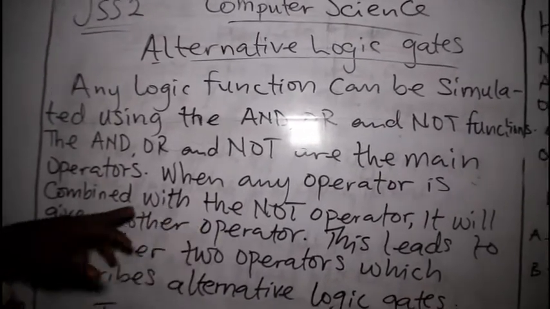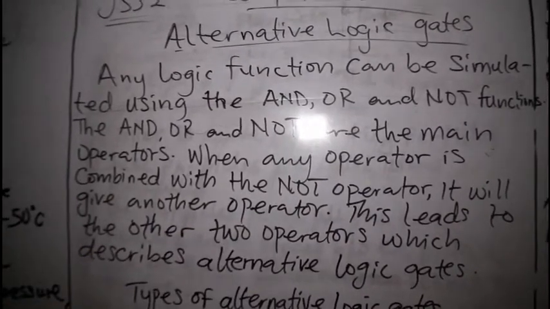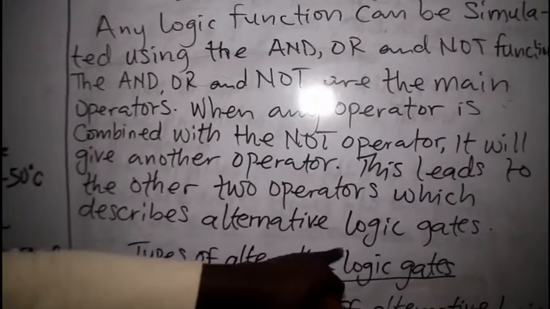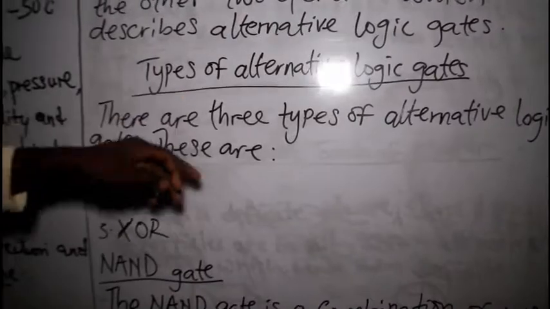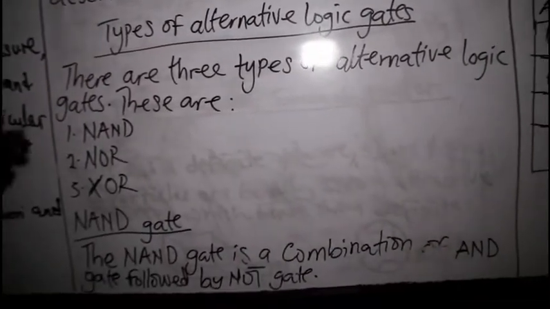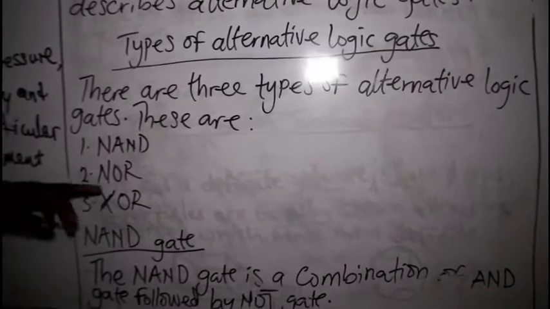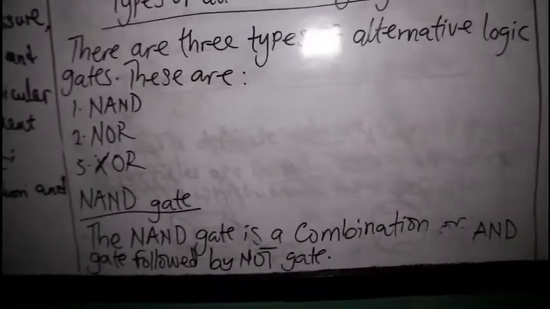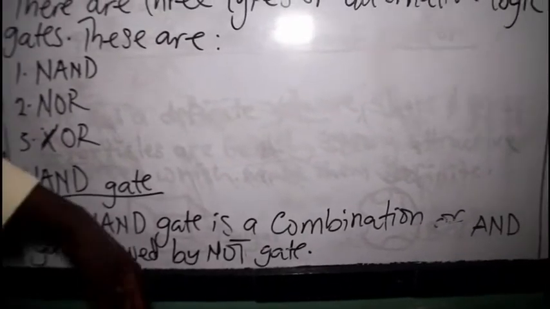When any other operator is combined with the NOT operator, it will give another operator, and this leads to what we refer to as the alternative logic gates. We have three types of alternative logic gates, which are the NAND gate, NOR gate, and XOR gate. The NAND gate itself is a combination of the AND gate followed by the NOT gate.